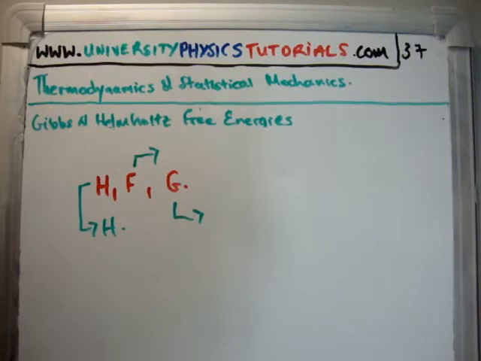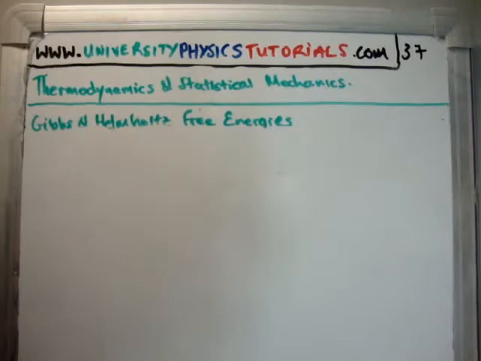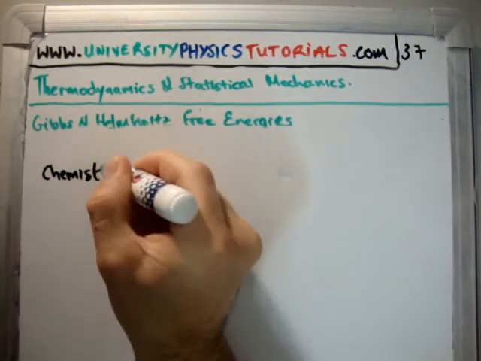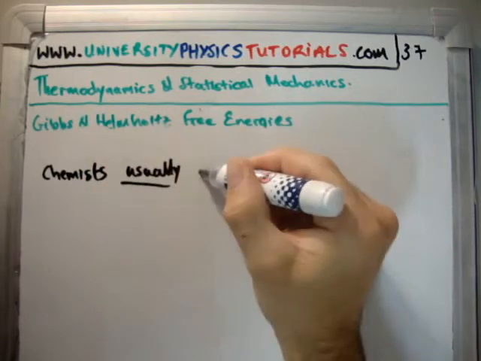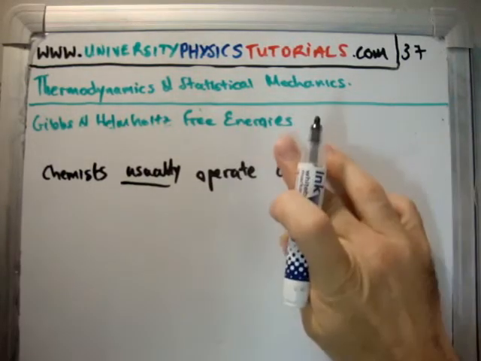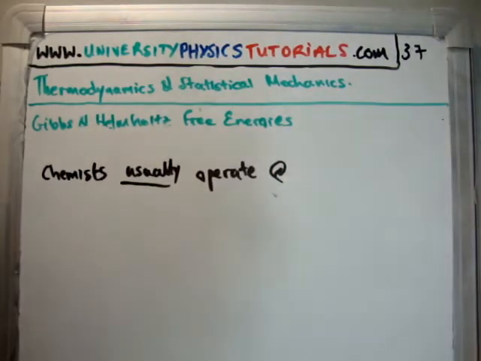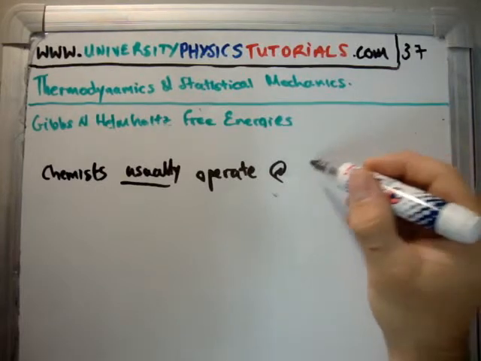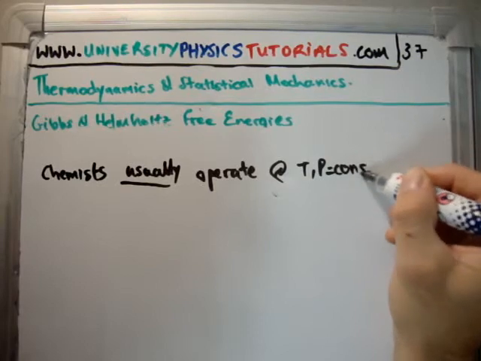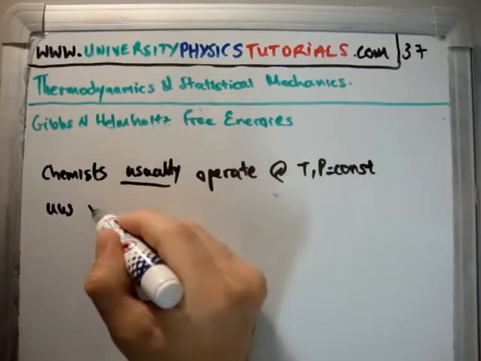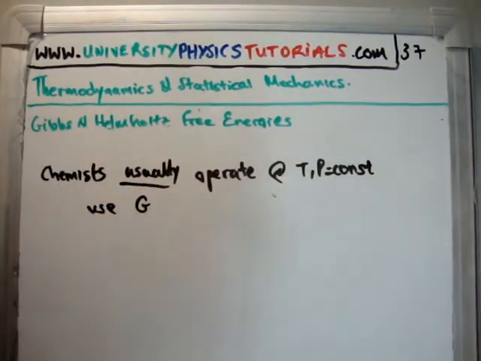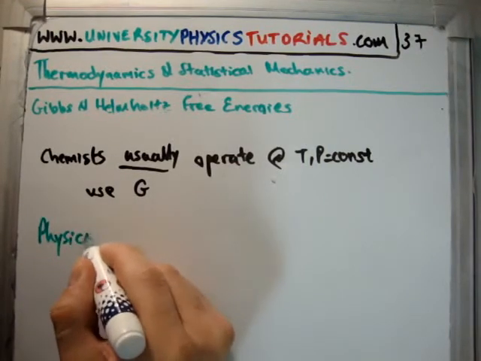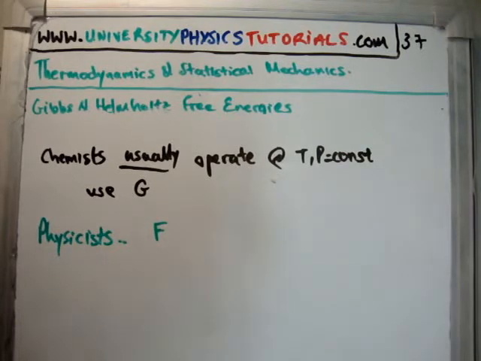Okay, so what's next? Next, I want to look at who uses which. Now, think about it. In a chemistry lab, chemists usually operate at constant pressure and constant temperature, T and P constant. So for that reason, chemists usually use G. So chemists usually use the Gibbs free energy because it happens to suit the parameters with which they're operating. However, physicists usually use the Helmholtz free energy because they're talking about constant temperature and constant volume, where these guys are talking about constant temperature and constant pressure.